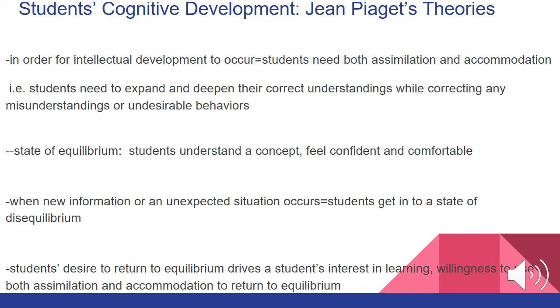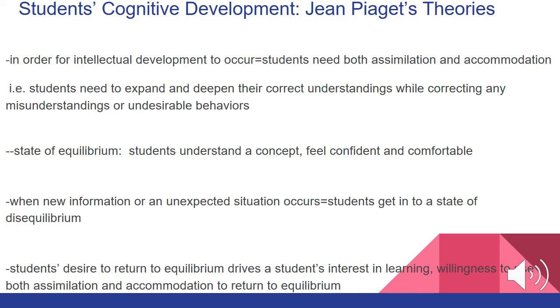Another thing to note, very importantly, is that Piaget argued that when students feel comfortable and knowledgeable about a topic and they feel confident, they feel a state of equilibrium. So equilibrium means basically they feel that everything is fine, everything is balanced. However, when new information is introduced, or an unexpected situation, or someone contradicts what they've been taught, students start to feel a sense of disequilibrium. They feel like things are out of balance.